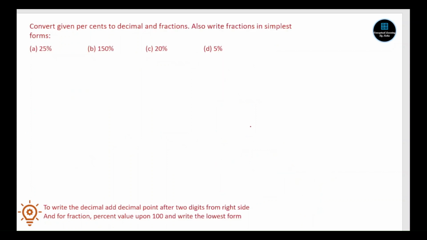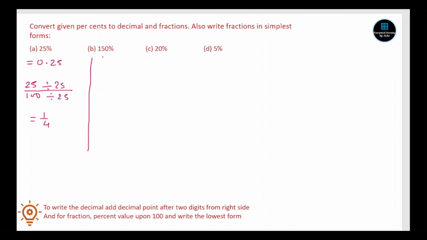Now convert the given percents to decimal and fractional values, and we have to write the fractions in simplest form. All right, let's do it together. So first is 25%. When I convert to decimal, it is very easy to write 0.25. Now fractional value. So 25 over 100. I can divide by their HCF to get the simplest form. So what do we get? 1 over 4, right? Alright, so this is my first answer.